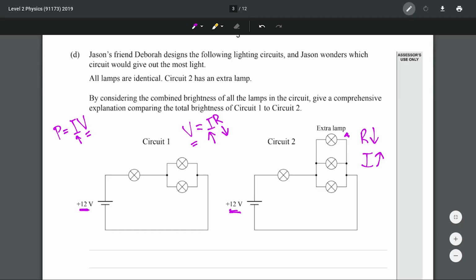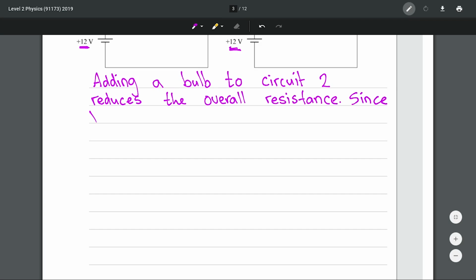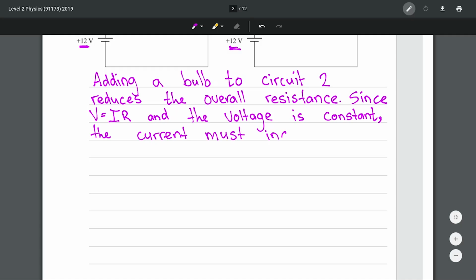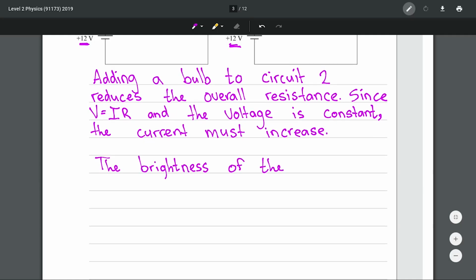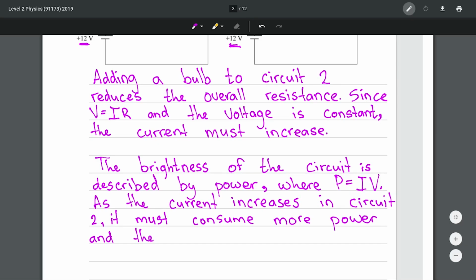So let's try to put that into words. Adding a bulb to circuit 2 reduces the overall resistance. Since V equals IR and the voltage is constant, the current must increase. The brightness of the circuit is described by power, where P equals IV. As the current increases in circuit 2, it must consume more power and therefore be brighter.